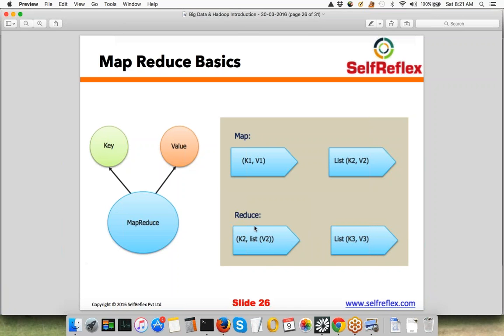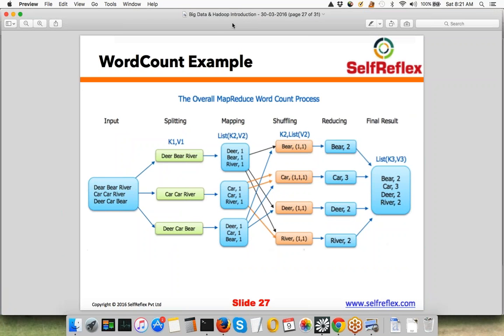So it will be more clear when we discuss the example of word count. So this is the example of word count. Think about this. Let's say this is your input, where you have three lines: deer, bear, river, car, river, deer, car, and bear.